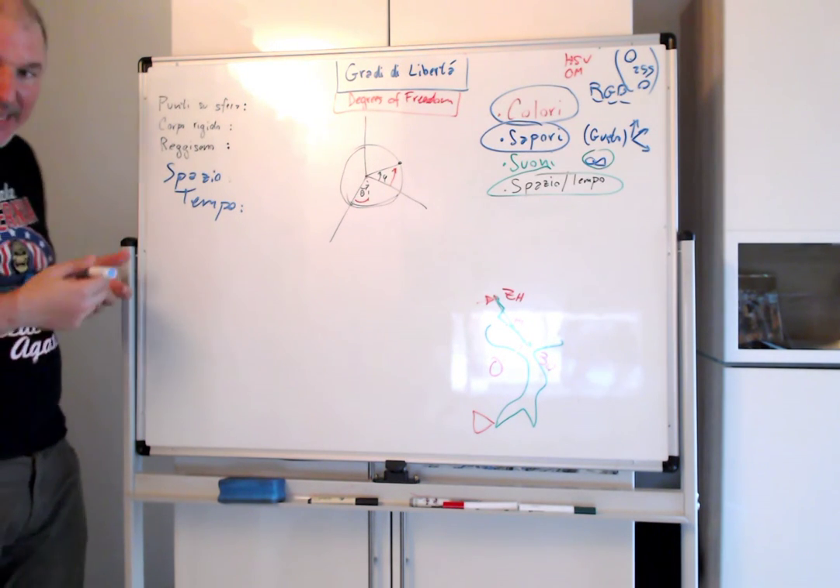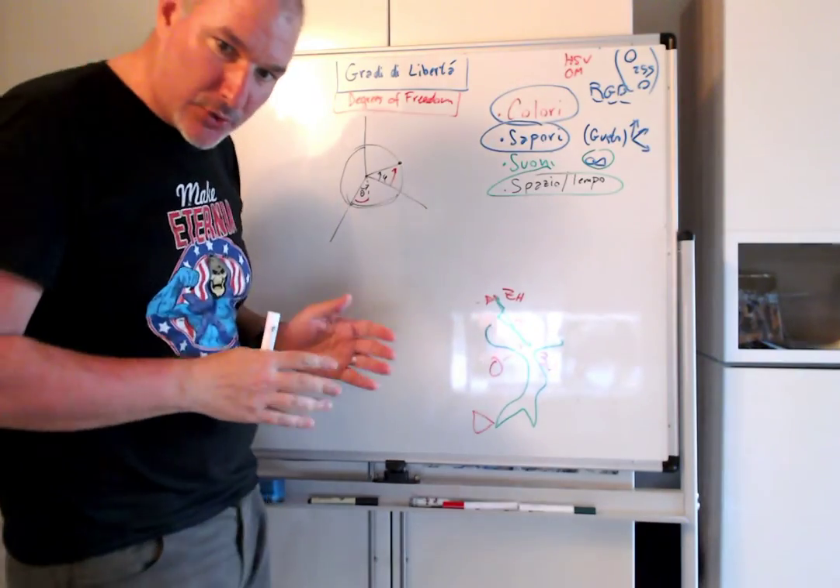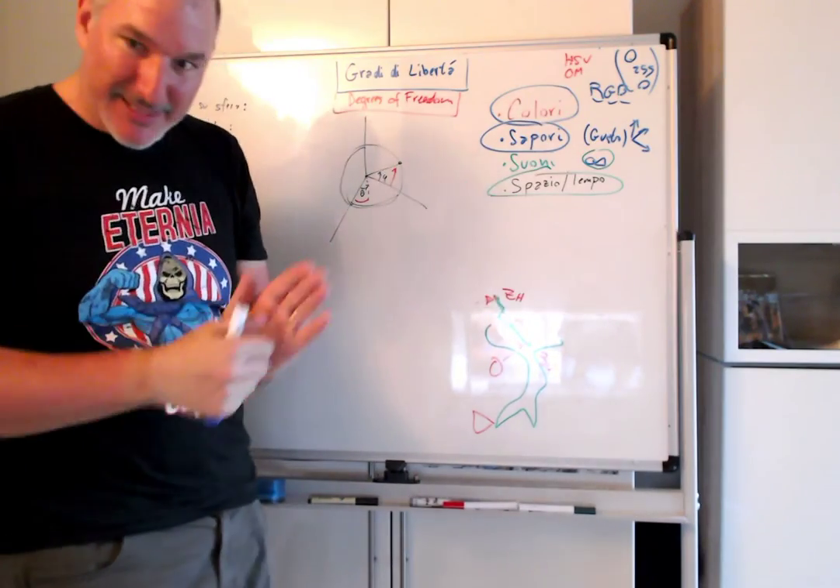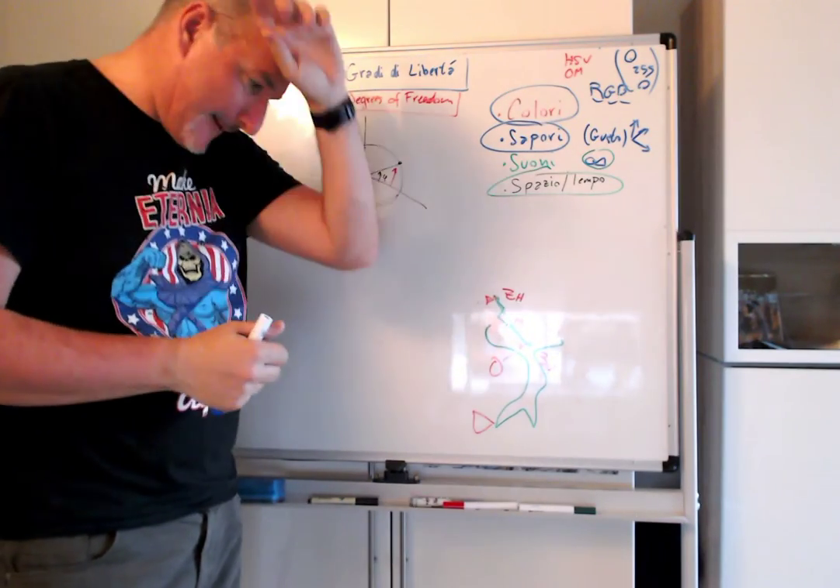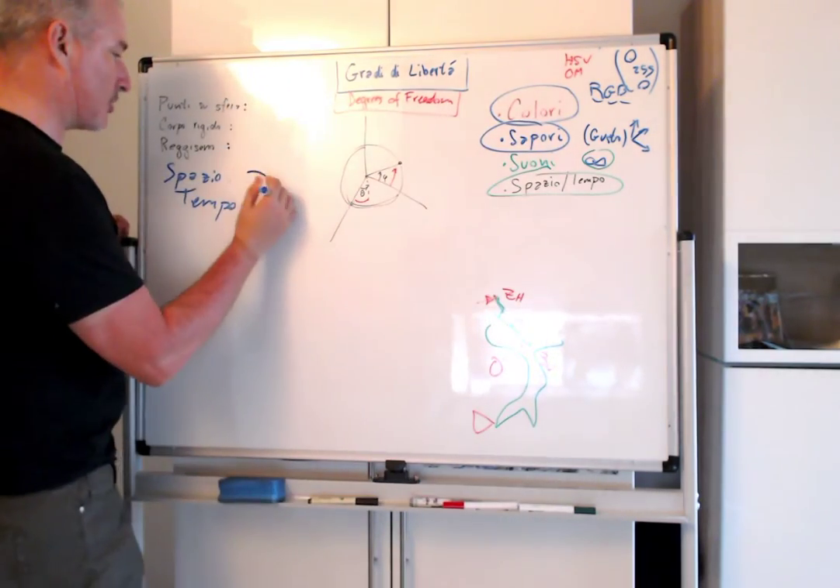For example, in space, I can go north, I can go south, I can go east, I can go west. So that's two possible directions, because north and south is the same direction, just forth and back, right? And then I can go up and down. So that's three. And everybody knows the space is three-dimensional, right?